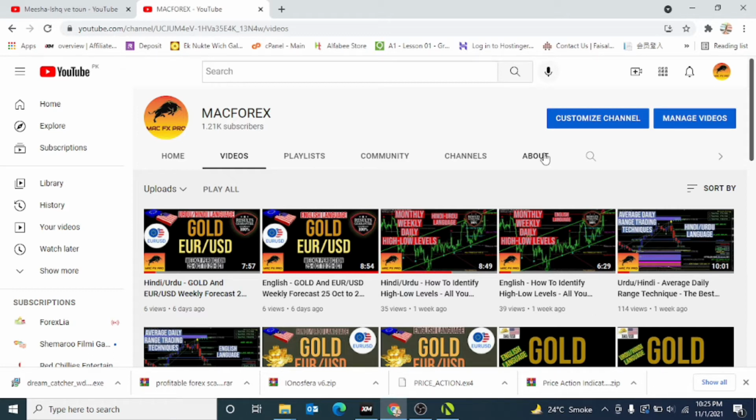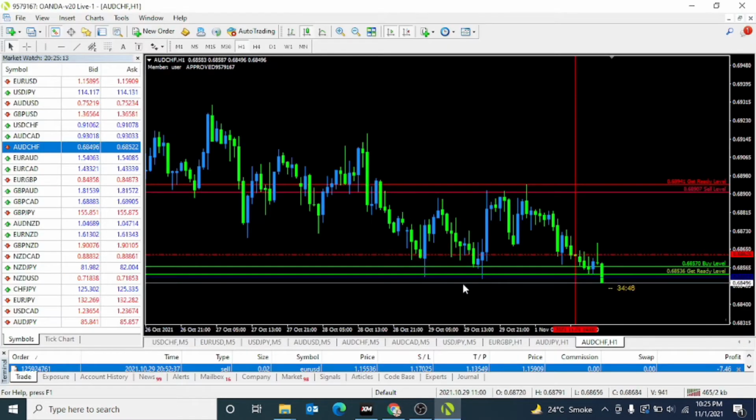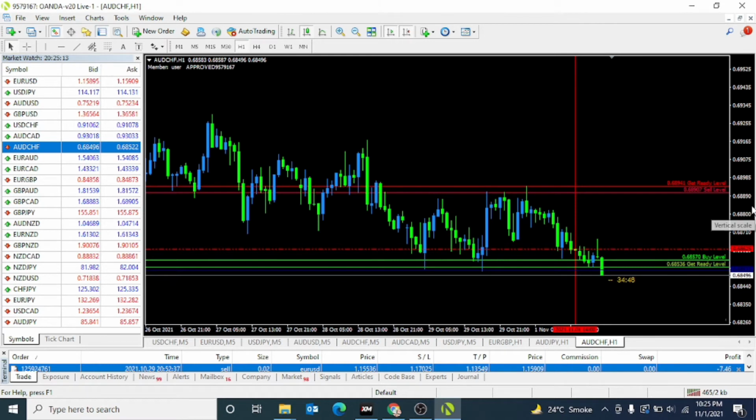So for your better understanding, let's come to the topic. You can see here in this chart very easily, when you attach this strategy to this chart, you can find the buy levels and sell levels.